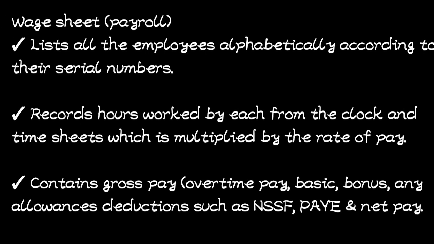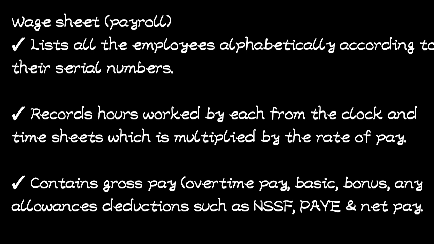Then we have the wage sheet or the payroll sheet. So this one lists all the employees alphabetically according to their serial numbers, and it records the hours worked by each employee from the clock card and from the timesheets, which is multiplied by the rate of pay. It also contains the gross pay, like the overtime, the basic salary, the bonus, any allowances, deductions such as NSSF, PAYE, and then net pay.